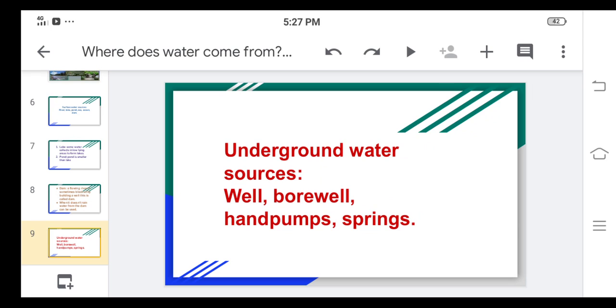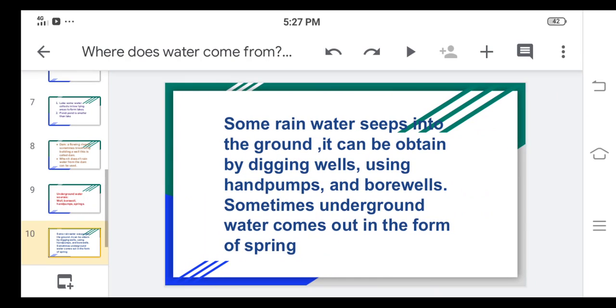Now some examples of underground water: well, borewell, hand pumps, springs, etc. These are the examples of underground water. So let us see one by one. Some rainwater seeps into the ground. It can be obtained by digging wells, using hand pumps and bore wells.